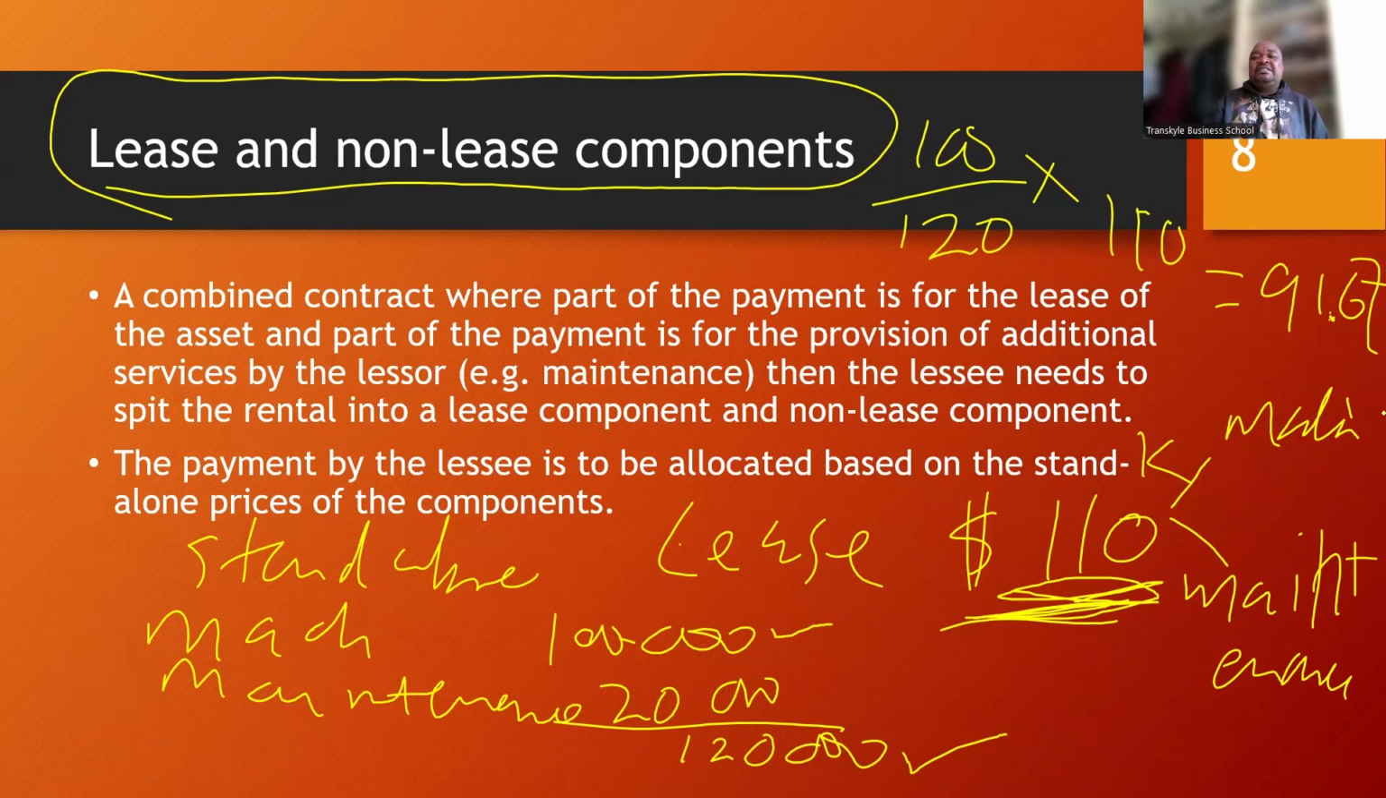91,670. And the allocation for the non-lease component would be 20 over 120 multiplied by 110, and you get that amount. I think we'll do a more comprehensive example involving all these issues in a short while.